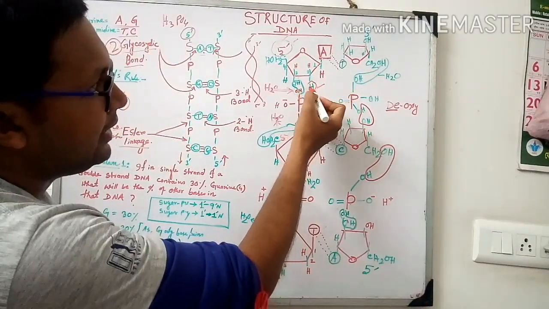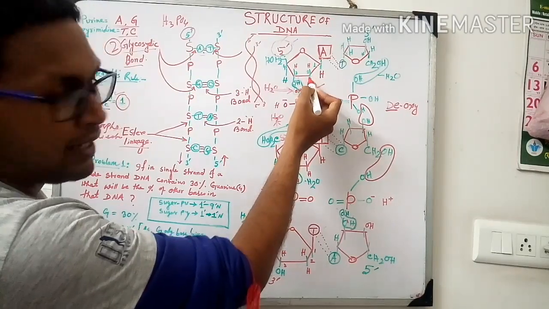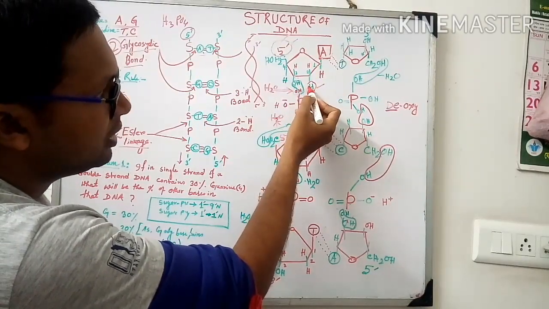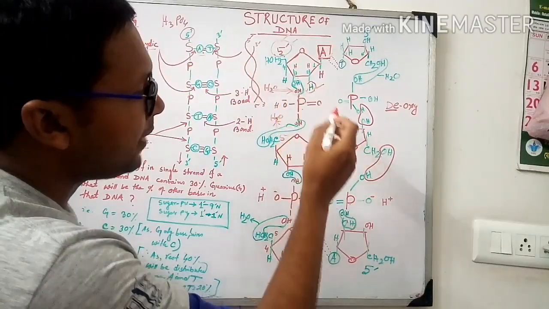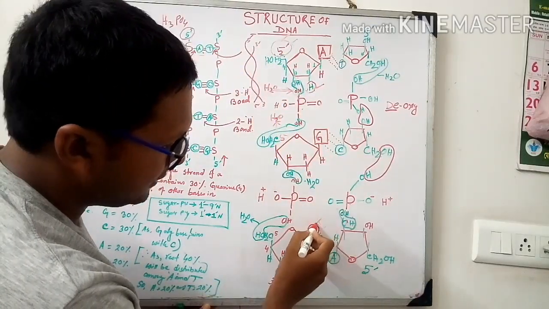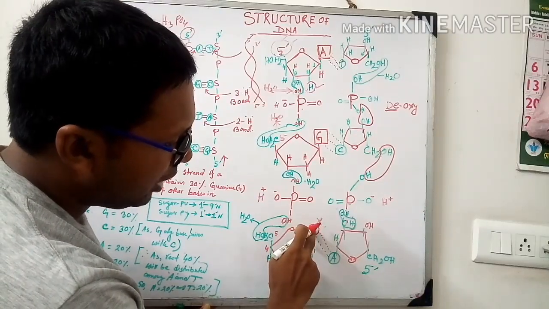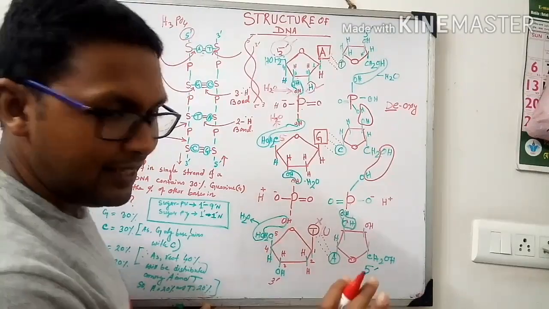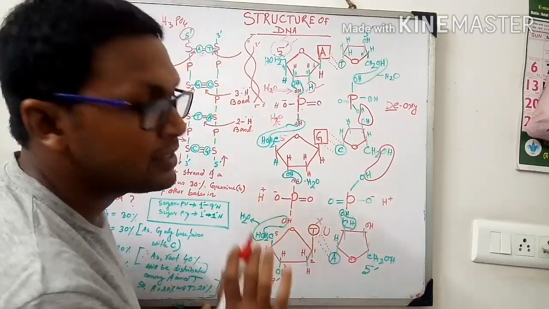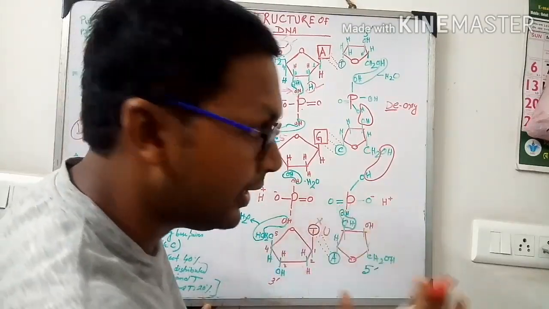In case of RNA, the 2 number carbon position of that sugar contains oxygen. This is the basic difference. And in case of RNA, thymine is not present. Instead of thymine, uracil will be there. All is the same. Only thymine is replaced by uracil in case of RNA.